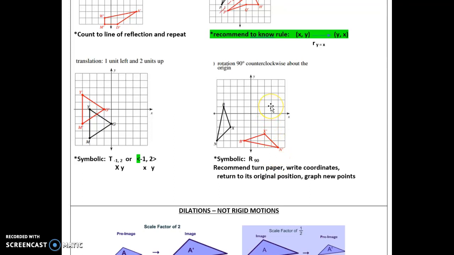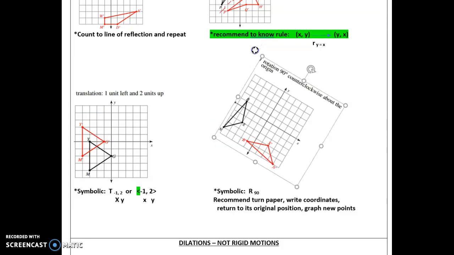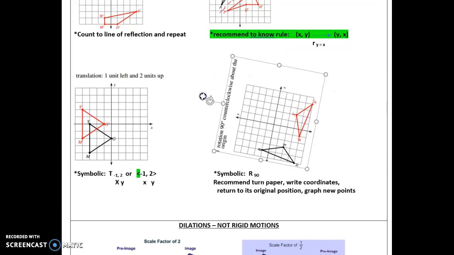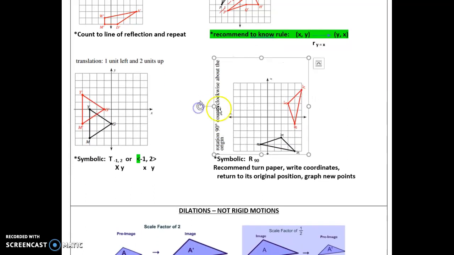The last type of rigid motion that we've done quite a bit on is the rotations. Now, when you do a rotation, 9 times out of 10, it's counterclockwise. So the symbolic form is a capital R, tells you the degree. In this particular case, if we want to take this pre-image and rotate it 90 degrees counterclockwise, you literally take your paper and you rotate it 90 degrees counterclockwise.